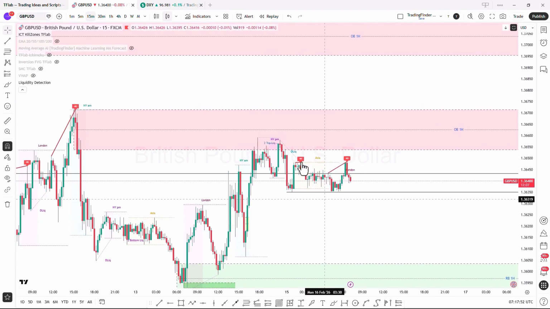The higher level is considered an external level, which, after the collection of liquidity towards the external side, the price moves towards rebalancing. It moves towards the internal liquidity, which at this time is an FVG zone.